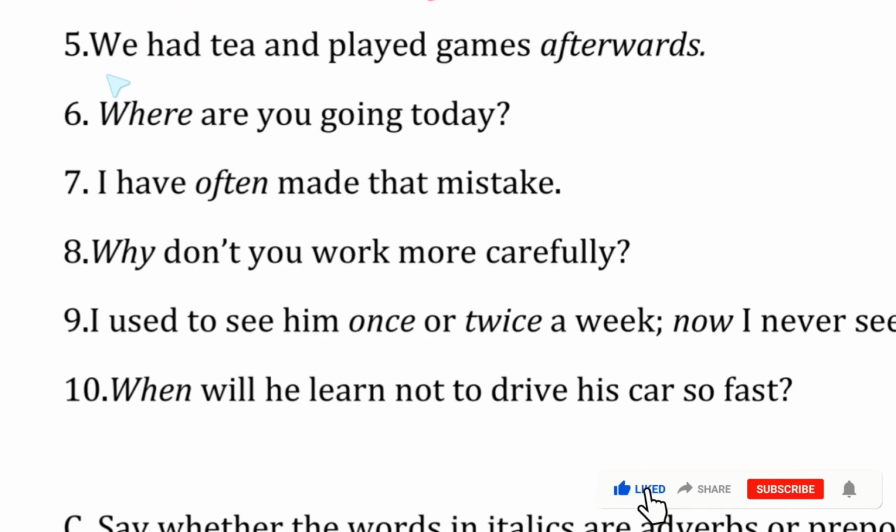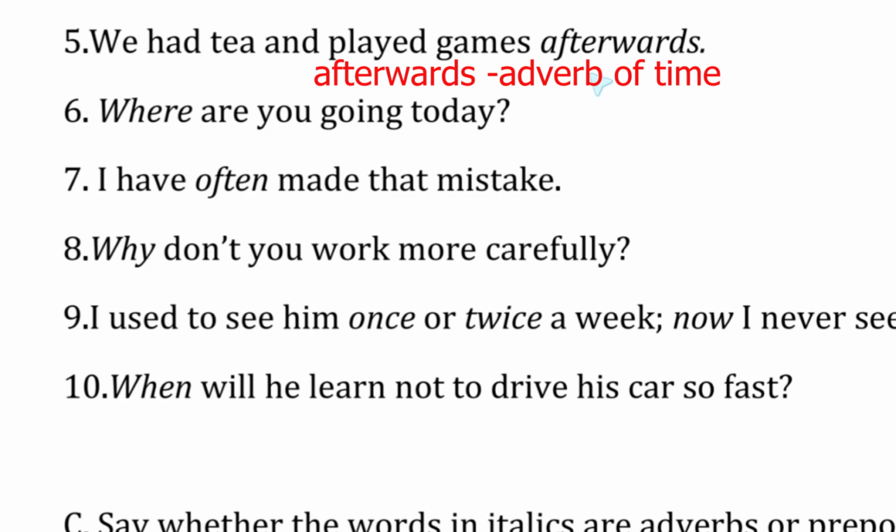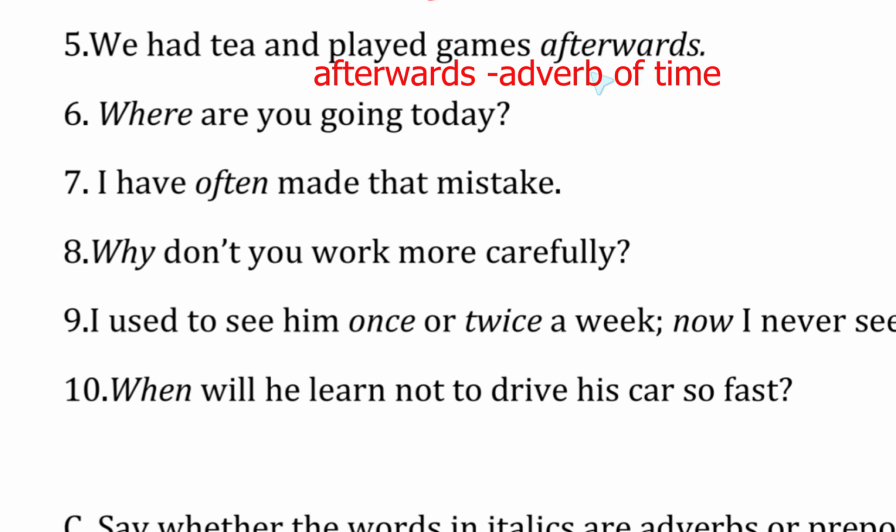Now number 5, we had tea and played games afterwards. Here afterwards is italic, so we have to find out what type of adverb it is. In this place, afterwards is an adverb of time. It specifies when the action of playing games occurred in relation to the action of having tea. It indicates that the playing games happened after the tea. Number 6, where are you going today? This is so easy.